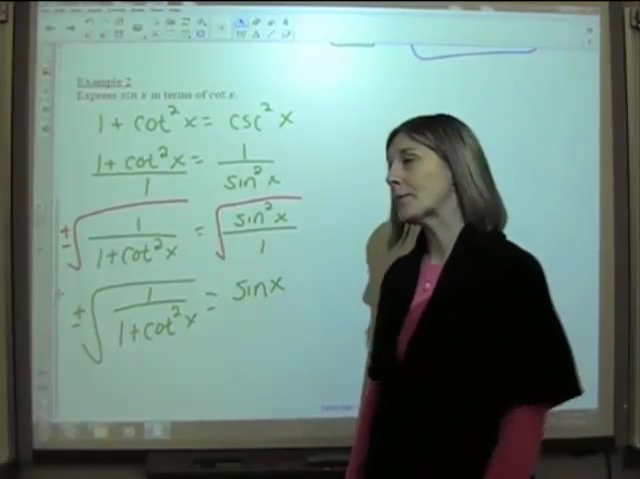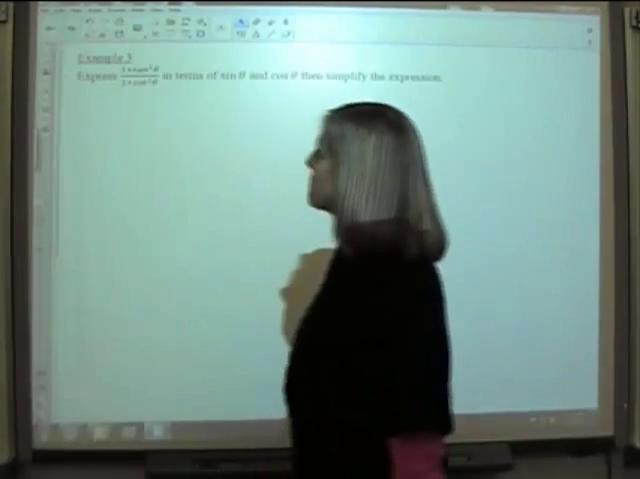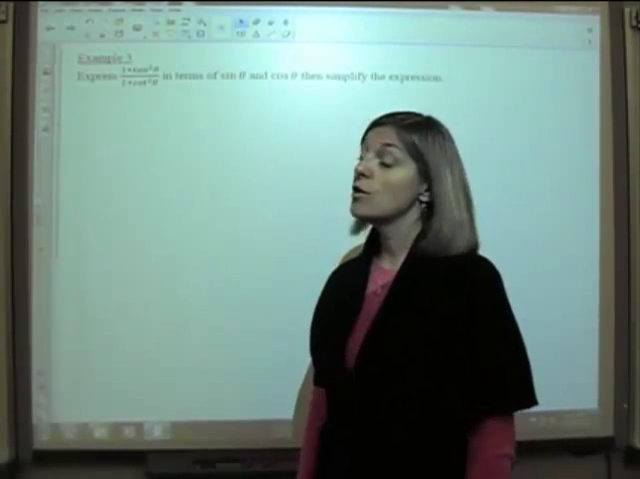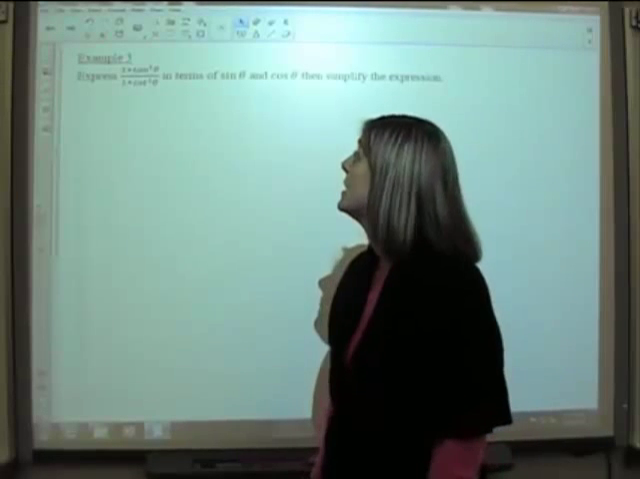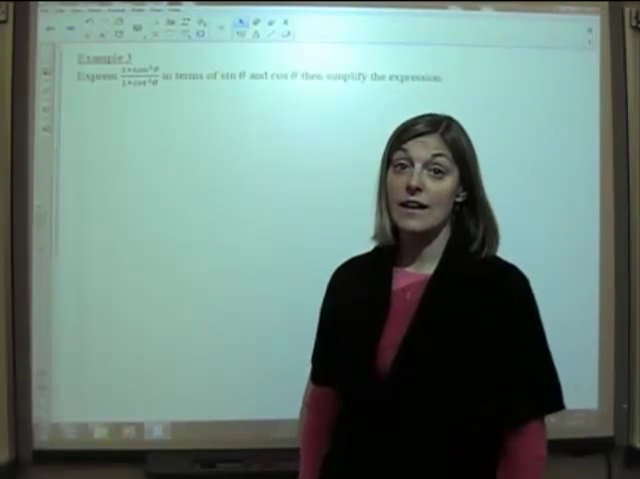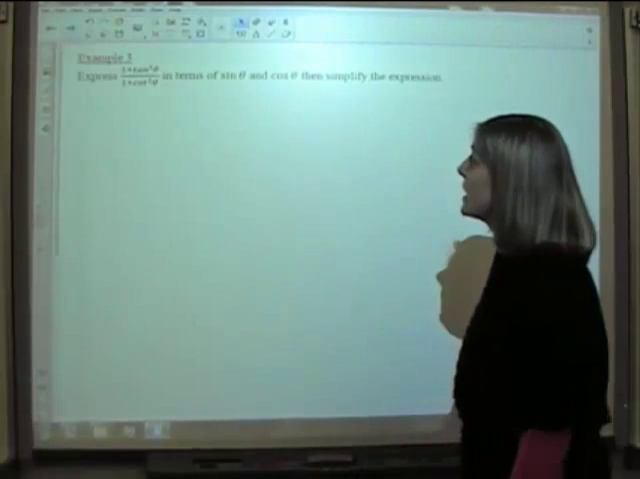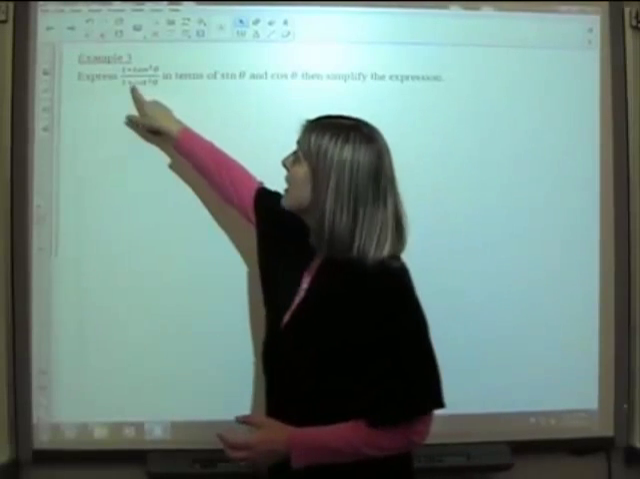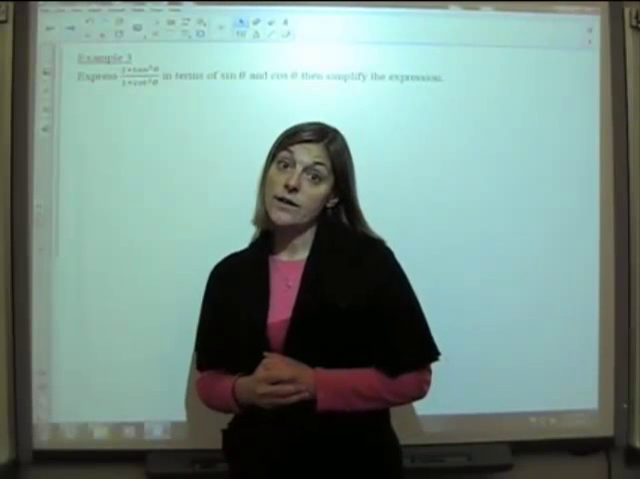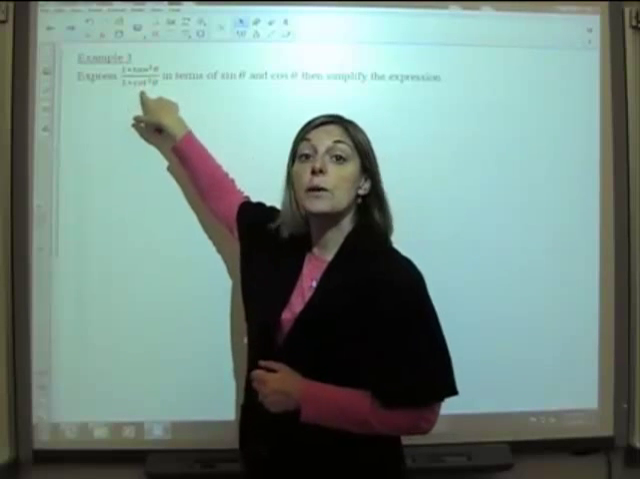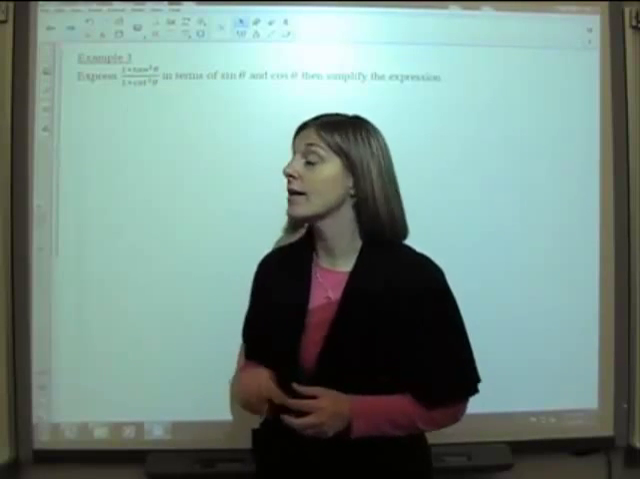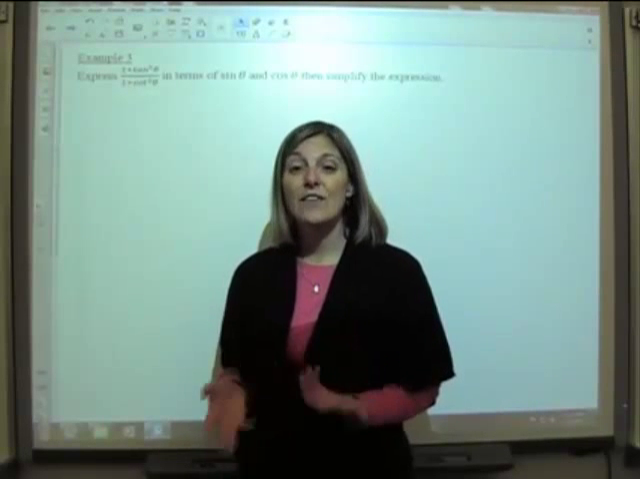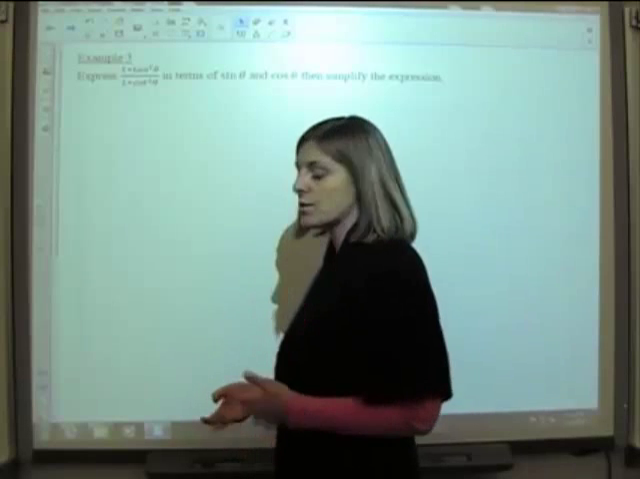All right, let's try one more. Example 3. Express 1 plus tangent squared theta over 1 plus cotangent squared theta in terms of sine and cosine, and then simplify the expression. Okay, be very careful. A lot of people want to make the mistake of canceling out the 1 and the 1, and then the tangent squared and the cotangent squared. But you can't do that because those are both addition there. So you can't simplify that way. So we have to look at some identities that might be able to be used.